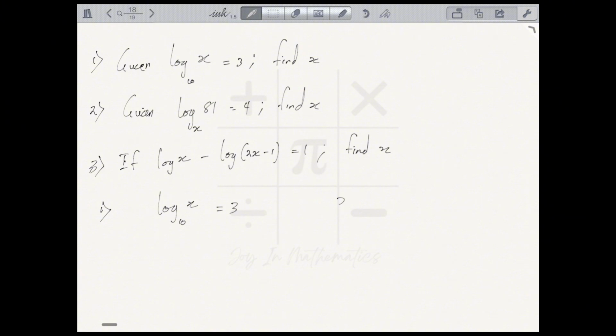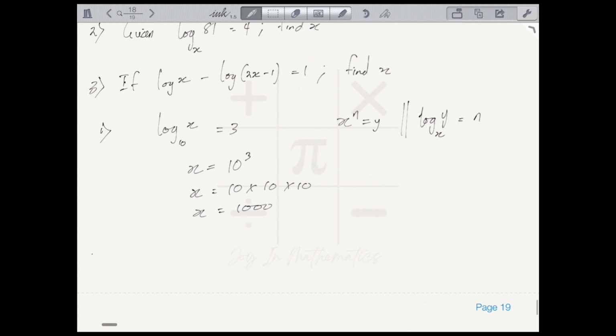Now we will recall well that when we have x raised to the power n is equals to y, the logarithm form will be log y to base x is equal to n. Therefore, we are saying here that x will be equals to 10 raised to the power of 3. Therefore, x is equals to 10 multiplied by 10, multiplied by 10. Therefore, x is equal to 1000. Simple and short. Let's go again.